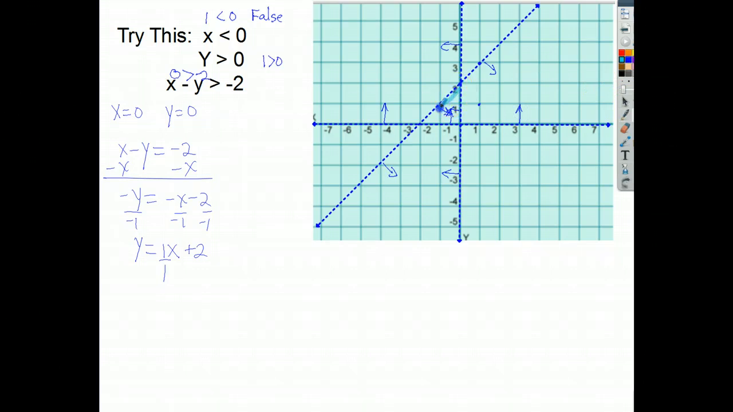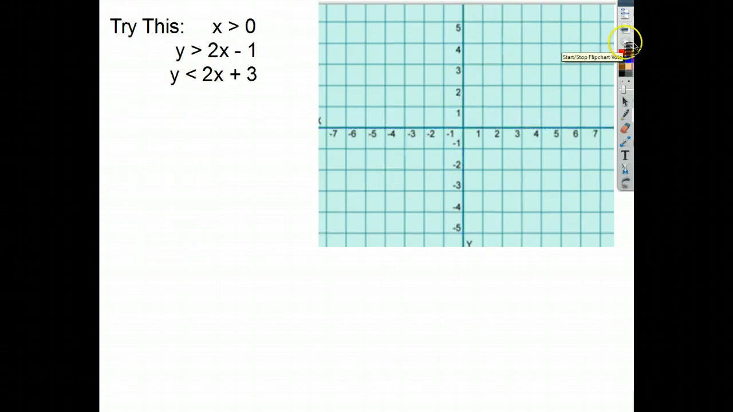So here's the triple shaded area. Any point from this area will make all 3 of these inequalities true. It is the solution of the system. Okay? All right, next problem. Get you to try this one. Give you a little time.